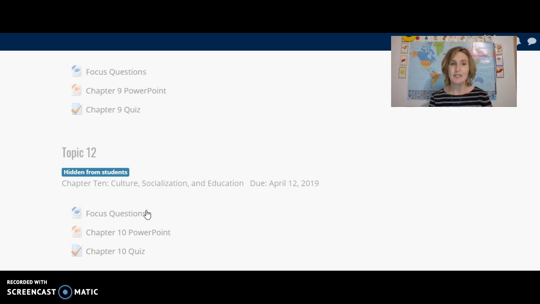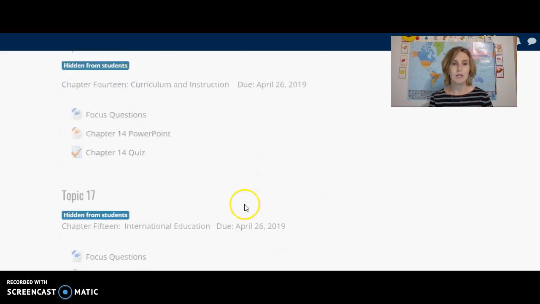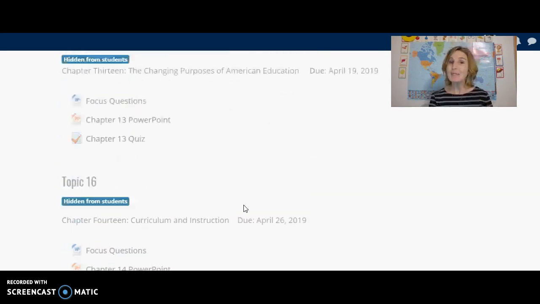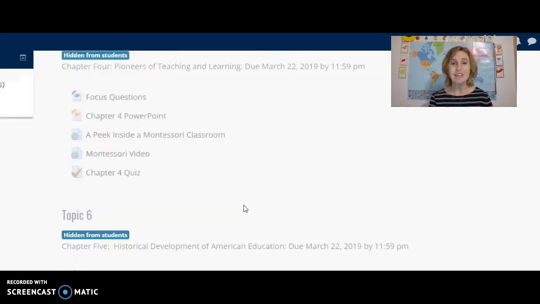So if there is something that is due within that topic, you're going to have a due date at the top. And then you'll just scroll on down, all the way down to your final exam. Your final exam is due by May the 6th at 11:59. Okay, very, very important. Let's make sure we don't forget that one, and I will be sending reminders. So that's EDU 216. It's very cut and dry.